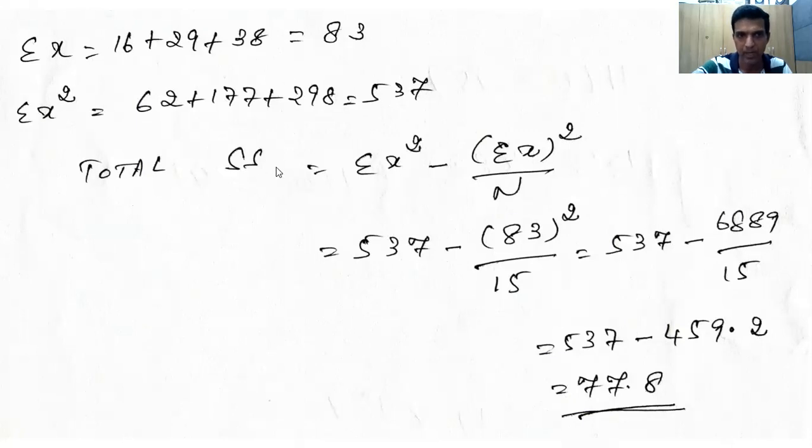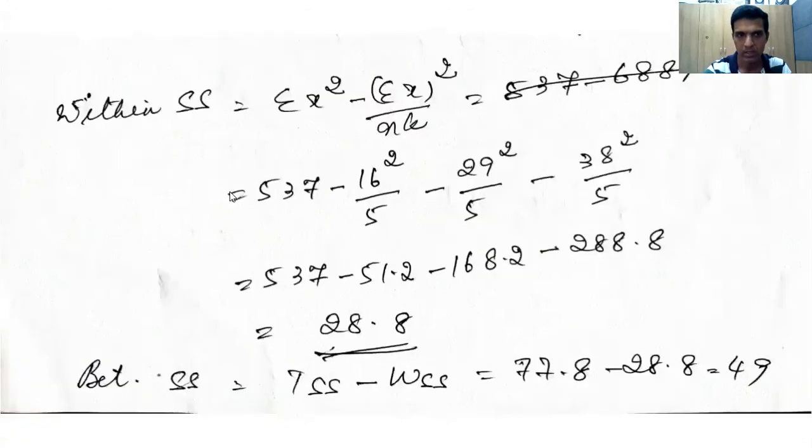This is 83. So for the total sum of squares, I've given you the formula already. Sigma x square minus sigma x whole square divided by n. So sigma x square is 537 minus sigma x whole square. If you can see, this is the sigma x whole square, 83 whole square divided by n. That is the total number of people. That means in the first group there are 5, second group 5, third group 5. So it becomes 15. So the value is 537 minus 6889, that is 83 whole square, divided by 15. So the final value is 77.8. So that is the total sum of squares.